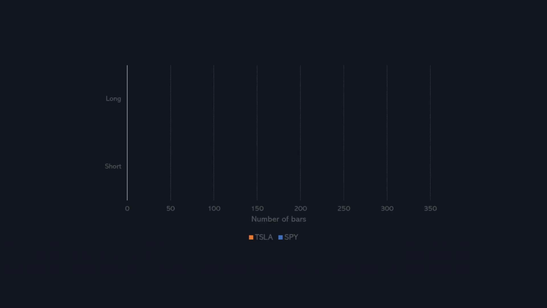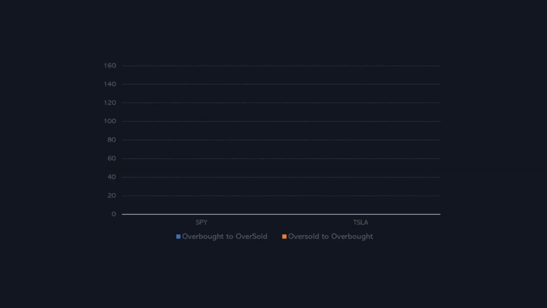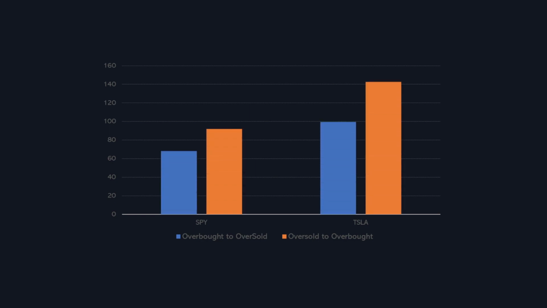Compared to Tesla, SPY takes significantly longer to reach 5% profitability. And the trend is consistent for both short and long trades. For how long it takes the price to reach from overbought to oversold and vice versa, Tesla stock seems to take longer on average than SPY. So, does it mean that the price action in SPY moves quicker compared to Tesla?